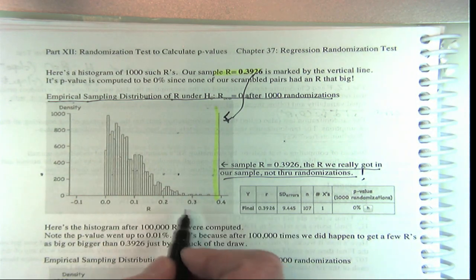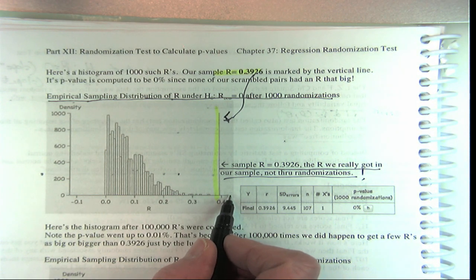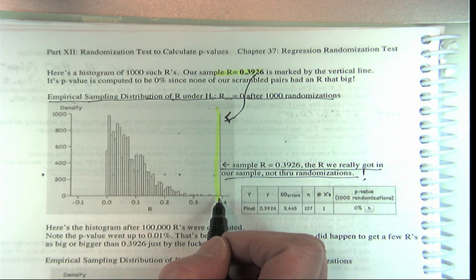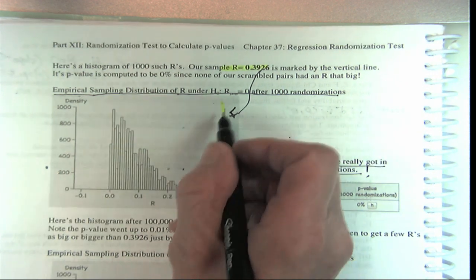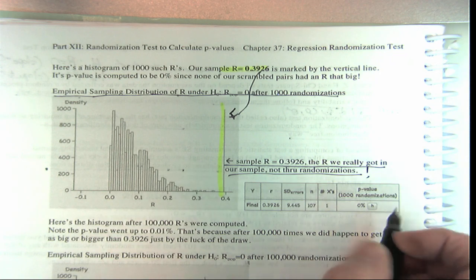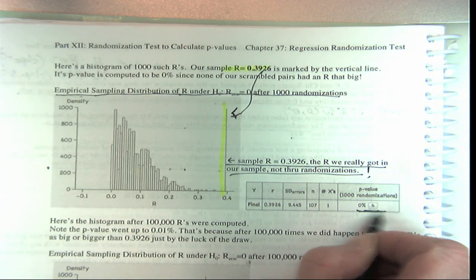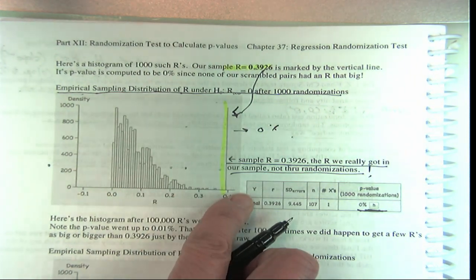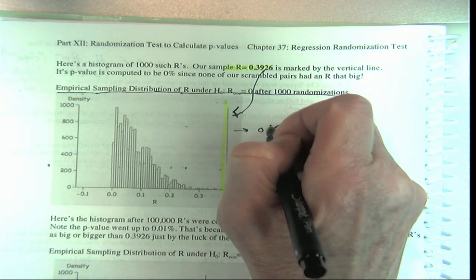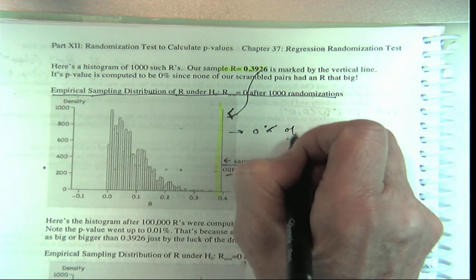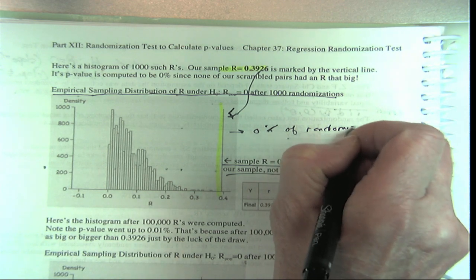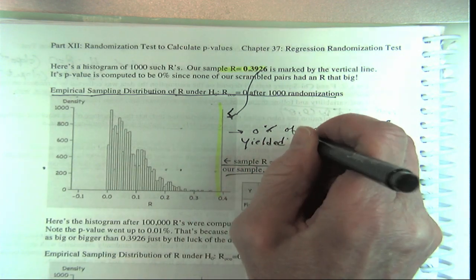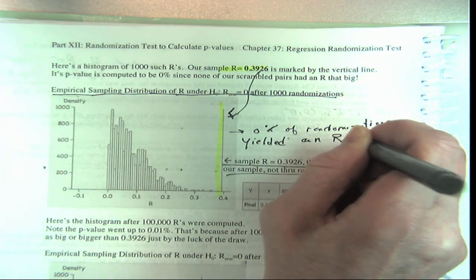And what's our p-value? Our p-value is the percent of these scrambled R's that are as extreme as this one or more. And in this case, we got 0 of them. That's because the area beyond this area is 0%. We didn't even get one of them. That says 0% of randomizations yielded an R greater than or equal to our sample R.